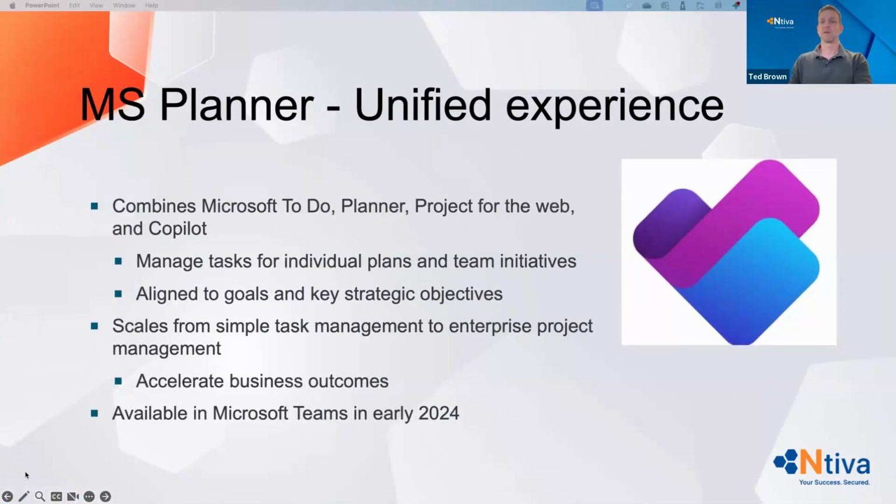Now, Microsoft Planner, I would say, creates what's called a unified experience that brings together your to-dos, which you have in Outlook, and your tasks, plans, and projects. It combines the simplicity of Microsoft To Do, like it says in Outlook, the collaboration of Microsoft Planner with you and your team members, the power of a project-like application for the web, and the intelligence of Microsoft Copilot. Microsoft Planner can easily scale from simple task management to an enterprise project management platform.